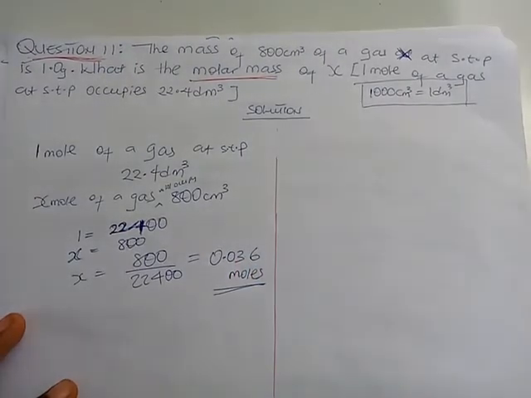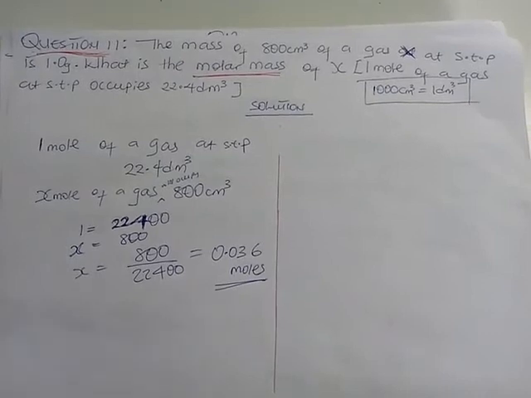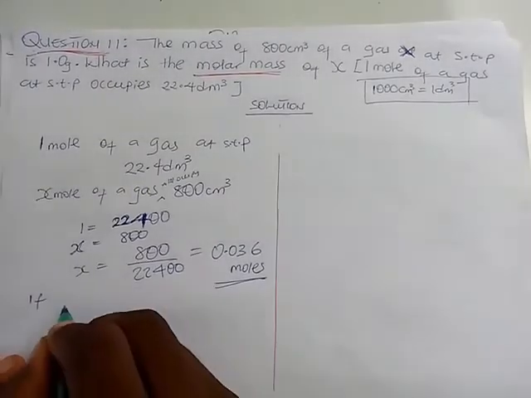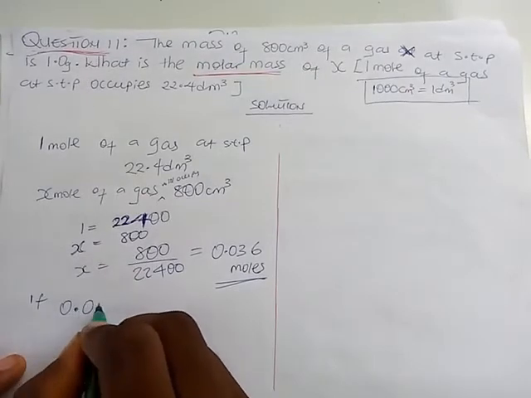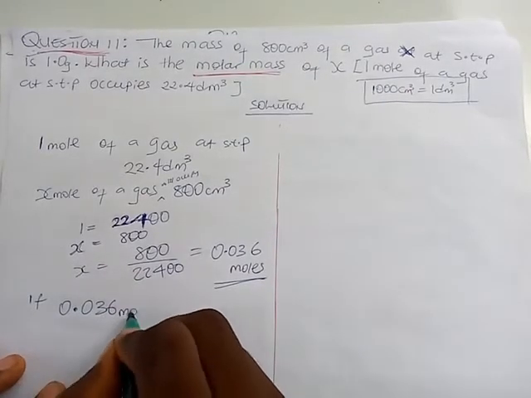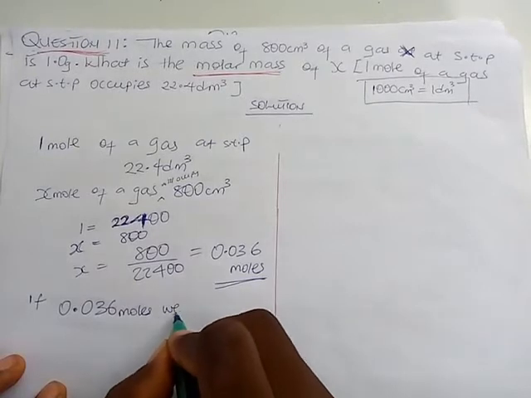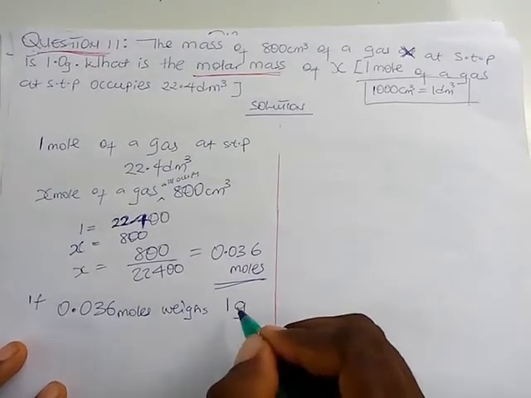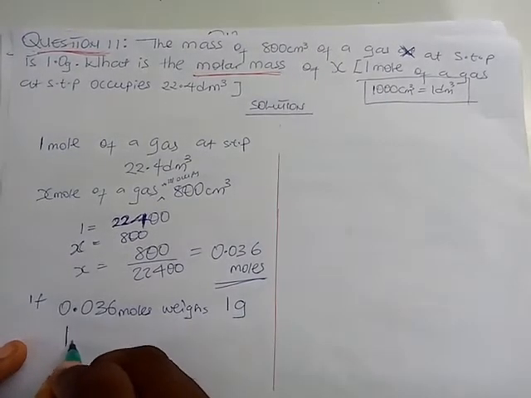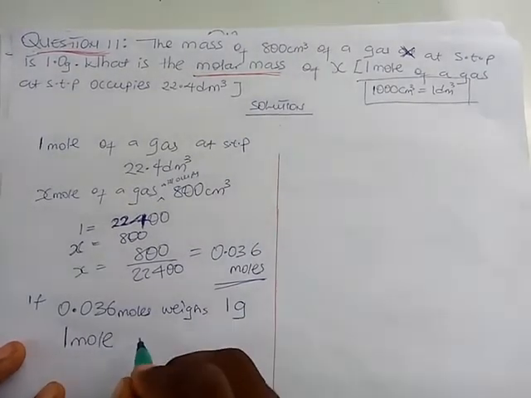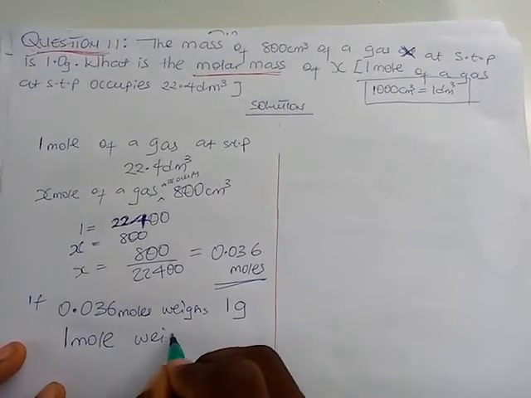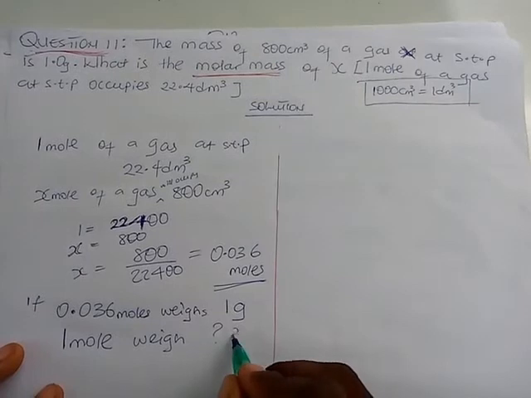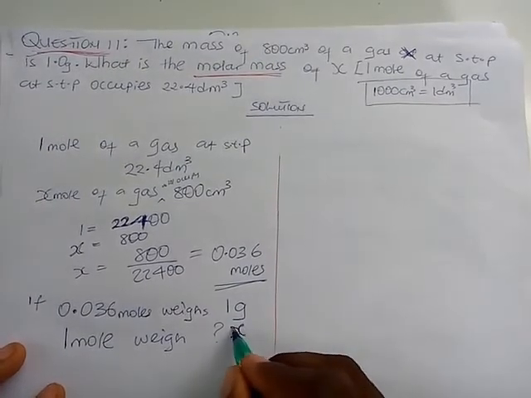So we can put down to this and say, if 0.036 moles weighs 1 gram, 1 mole weighs, here that's the unknown, which I normally label as my x.